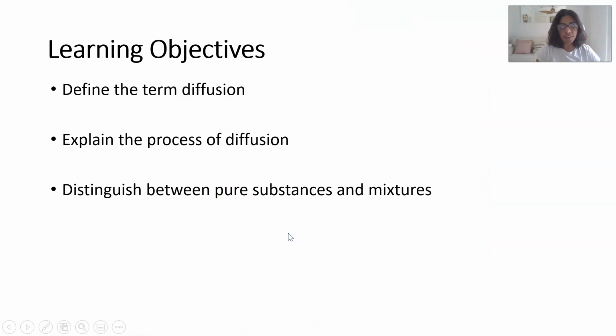Our learning objectives for this lesson are pretty straightforward. We need to define the term diffusion, explain how diffusion works, and be able to distinguish or tell the difference between a pure substance and a mixture.